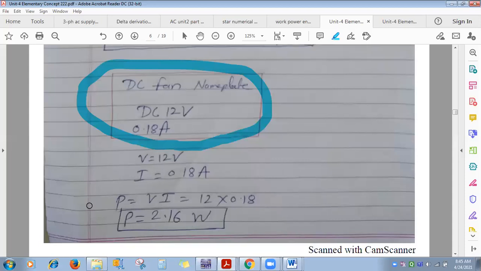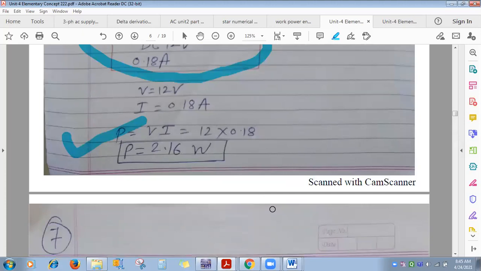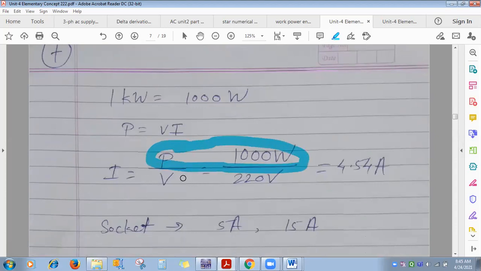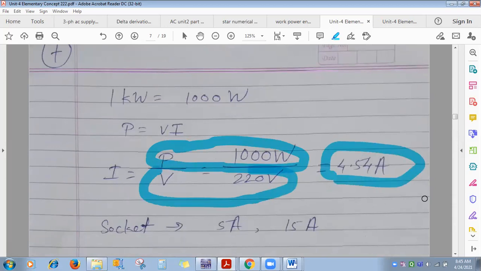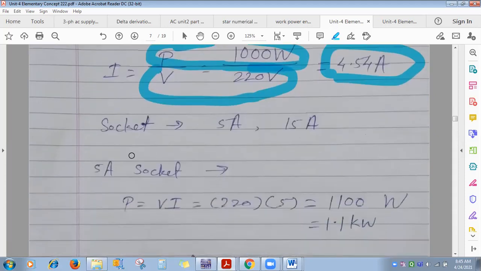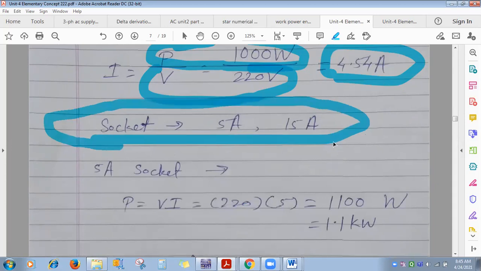On a fan, if you find the nameplate says it's a 12 volt DC fan and the current rating is 0.18 ampere, you can calculate the power consumed by it. V into I, that is 2.16 watt. Again, suppose the power rating of some equipment is 1000 watt and you are going to connect it across 220 volt. So how much current will flow through it? 4.5 ampere.